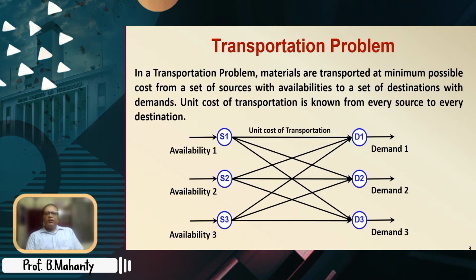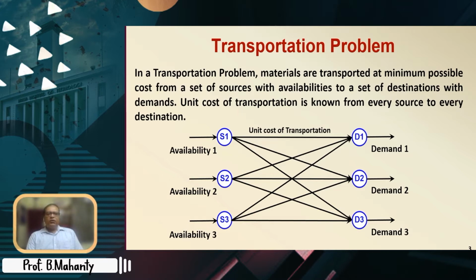So here you see we have three different sources, S1, S2 and S3, and three different destinations, D1, D2 and D3. At each of the sources there is a certain availability of material, availability 1, 2, 3, and in each of the destinations there is a certain demand. So the material has to be transported from the sources to the destinations.